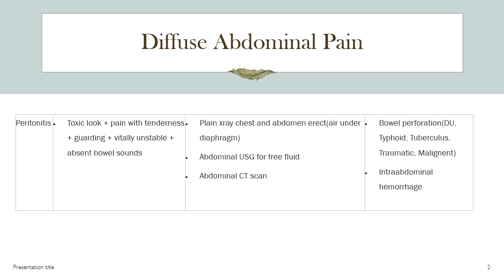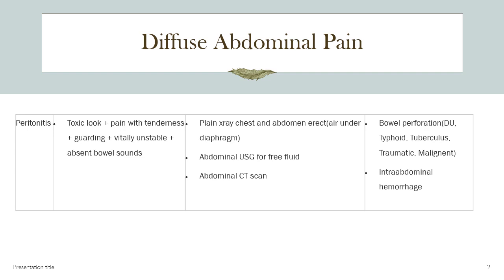This is the first thing. We have discussed earlier that one of the important things while approaching a patient having a particular symptom is to rule out what's the emergent cause. And peritonitis is the most emergent cause or etiology while approaching a patient having abdominal pain. So if you find these findings in your history, the patient has severe abdominal pain that is diffuse, he is looking toxic, he has tenderness, he is guarding, his vitals are pretty much unstable, and he has absent bowel sounds, that patient might be having peritonitis.